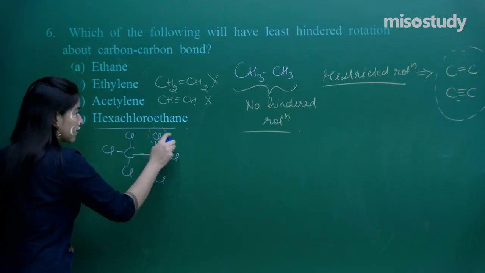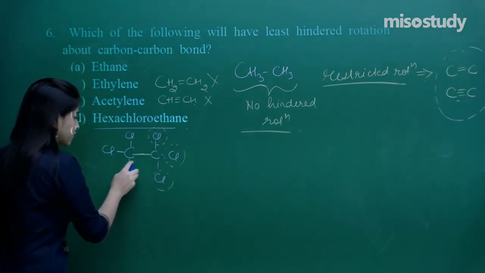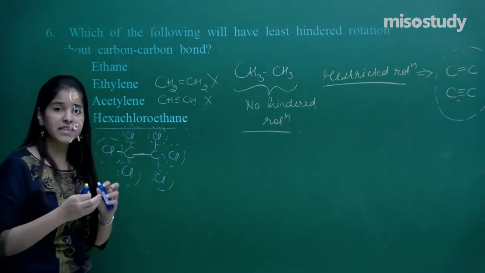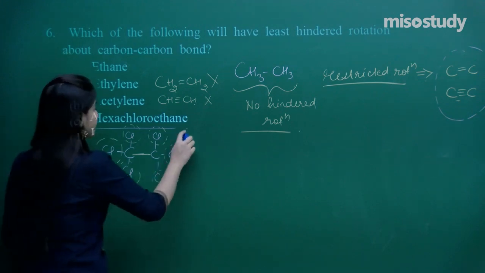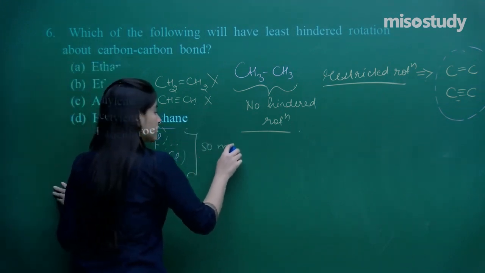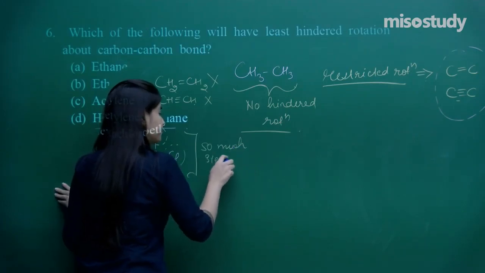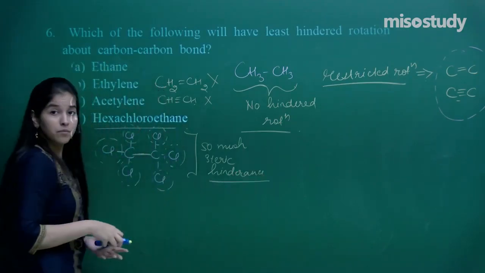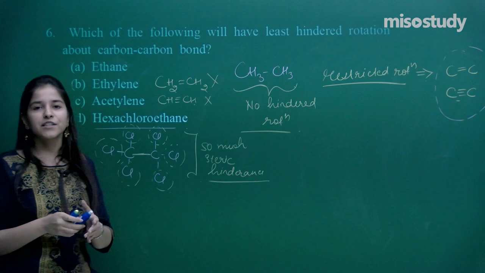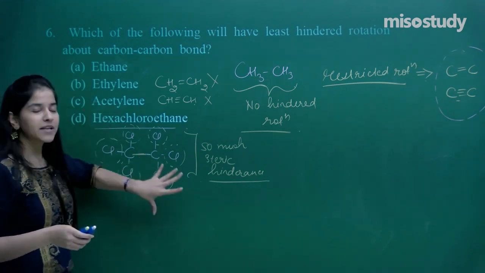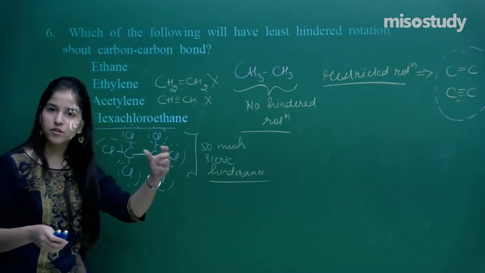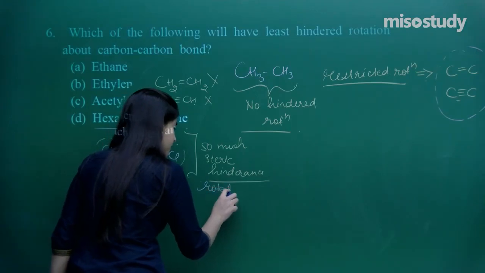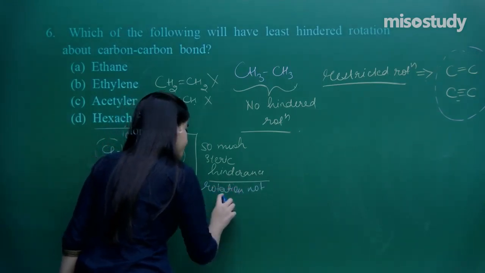But if you look very carefully, I have got 6 chlorines attached, leading to so much steric repulsion. There will be so much steric hindrance that the rotation will be almost impossible. So that is what we have in this very case. This very example is very important. Although it is having a single bond, due to the steric repulsions, the rotation is not possible here.